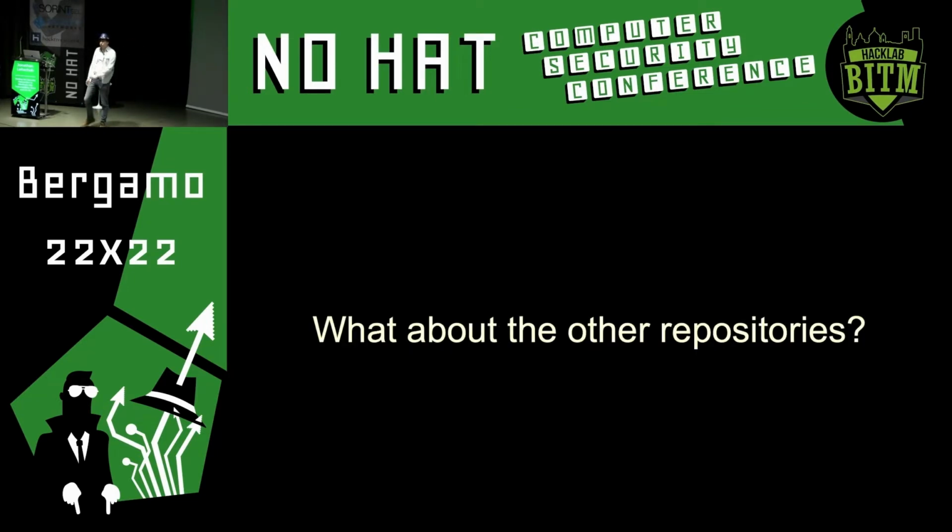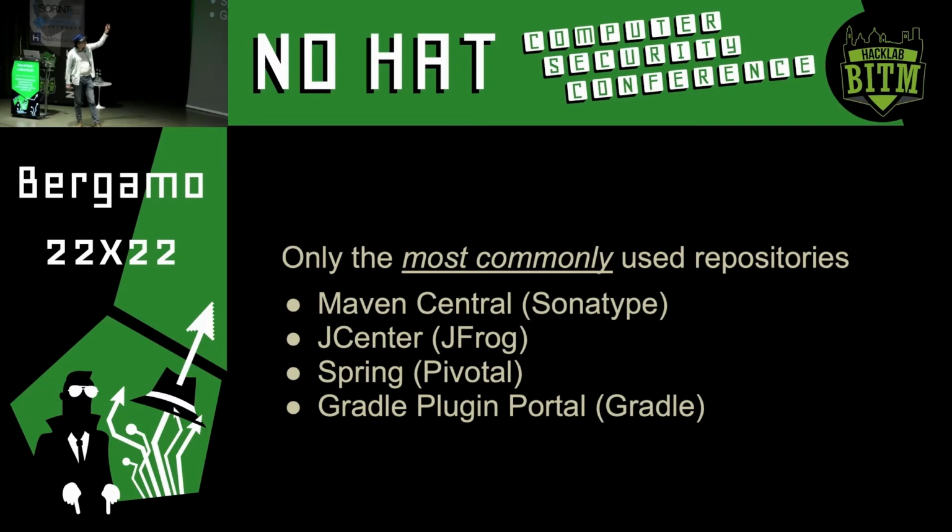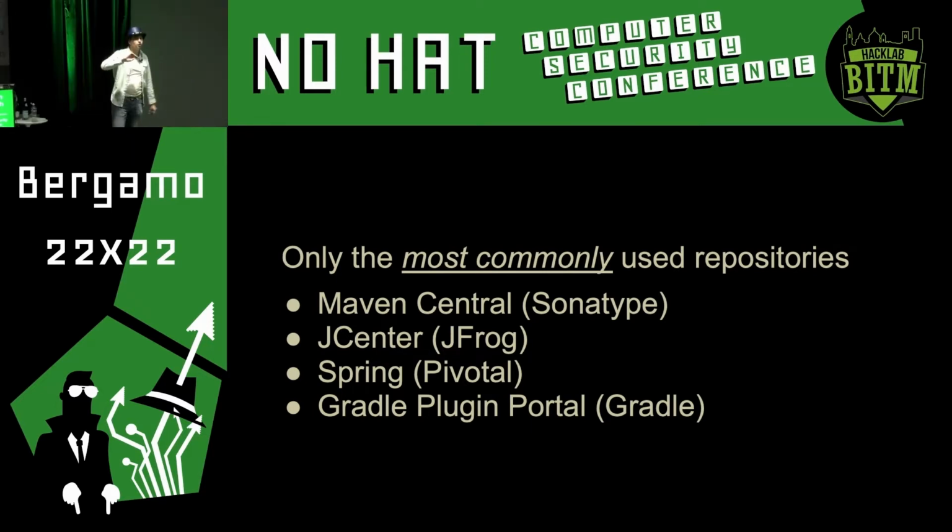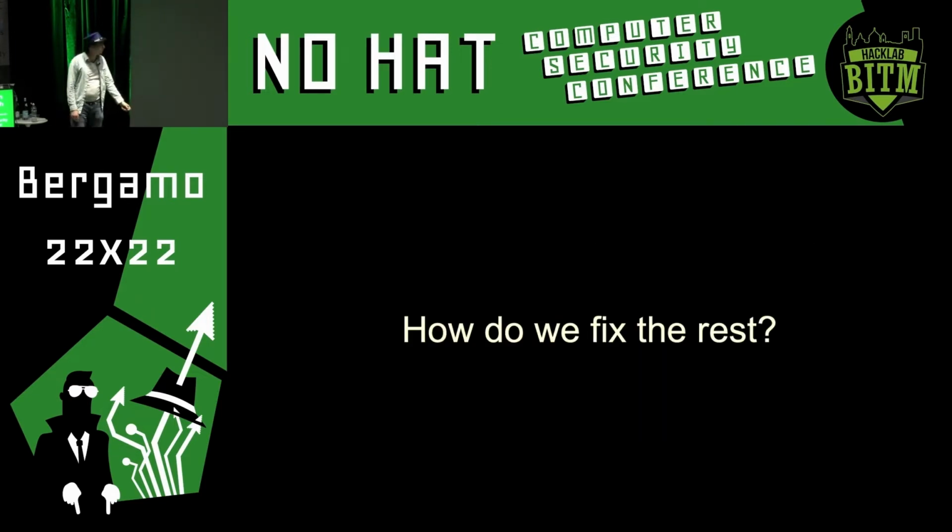But what about the other repositories? So these are only the most commonly used repositories in the Java ecosystem. The thing about the Java ecosystem is companies will host artifact servers, organizations will host artifact servers. So people are building their Java software from a variety of different sources, pulling their components in from a variety of different repositories. And so this only fixed the top 4. There's the rest of the industry and the rest of the open source ecosystem still vulnerable. So how do we fix the rest?